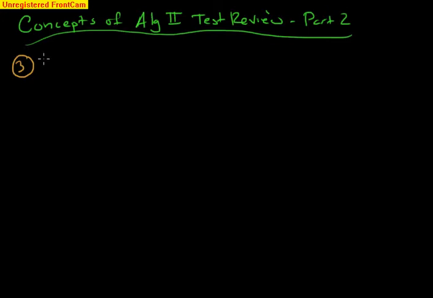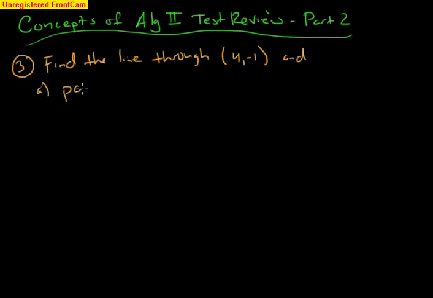So we need to find the line through the point 4, -1, and here's the first part, parallel to the line y equals 5x plus 4. Okay, so this is the first part.